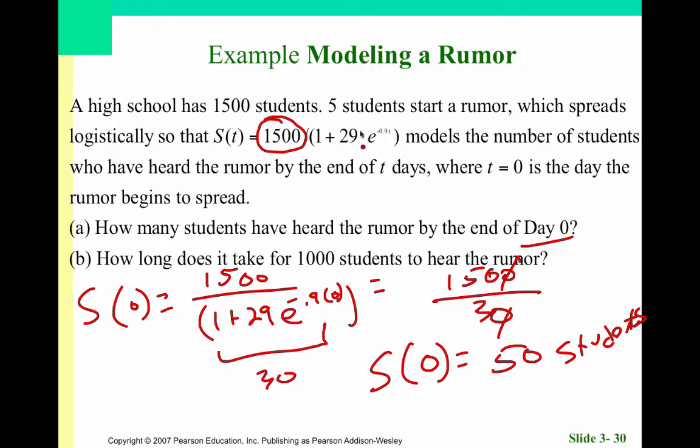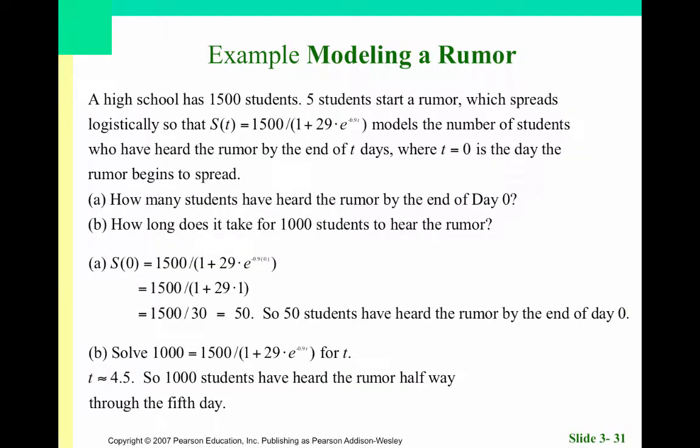Now, you can type this into your calculator, into y equals. And if I want to know when 1,000 students will have heard the rumor, you can look at the table, scroll down, your x's are your days, your y's are your number of students, or put this as y1, put this as y2, and calculate their intersection, and you'll be able to see how many days until that happened. Looks like it's 4.5 days.